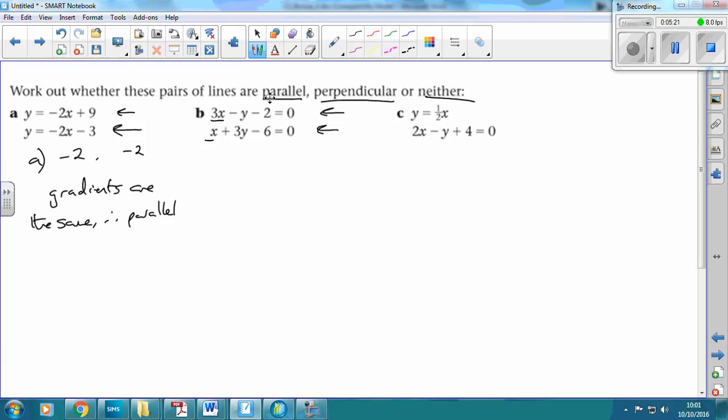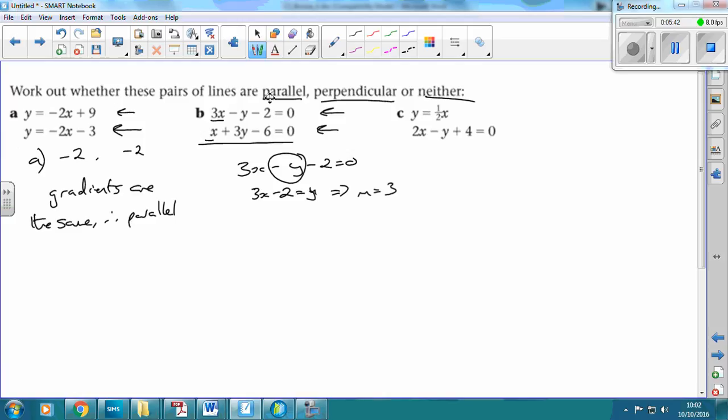So if we've got 3x minus y minus 2 equals 0, let's just get this onto the other side by adding it. So that's going to be 3x minus 2 equals y. So there we can see that, now it's in the form y equals, the gradient here equals 3.